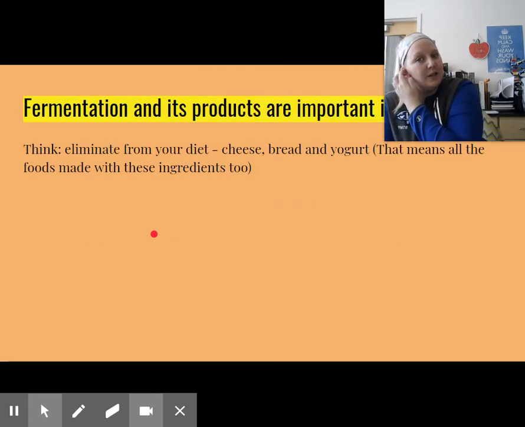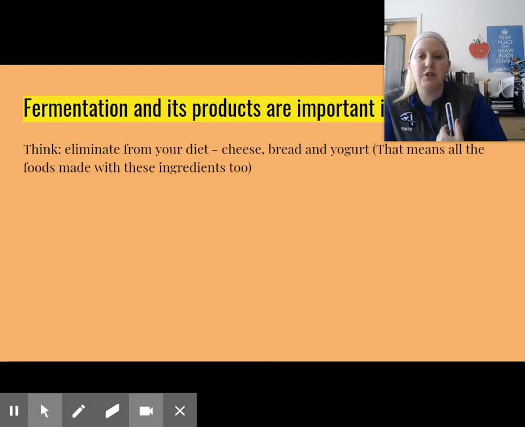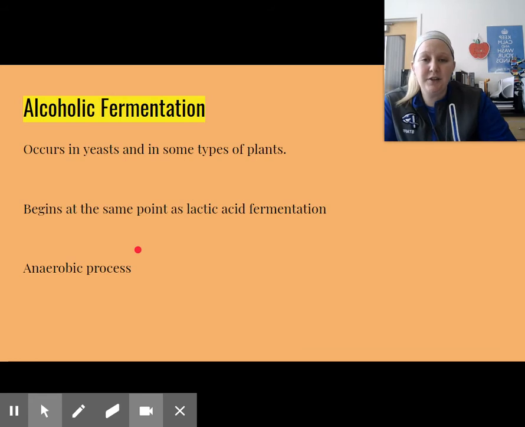Fermentation and its products are important to everyday life. Think about your diet. Eliminate cheese, bread, and yogurt and anything made with those products. Kind of left with a little bit of a boring lifestyle, but that's because those types of products are produced through fermentation. The other type of fermentation is alcoholic fermentation.